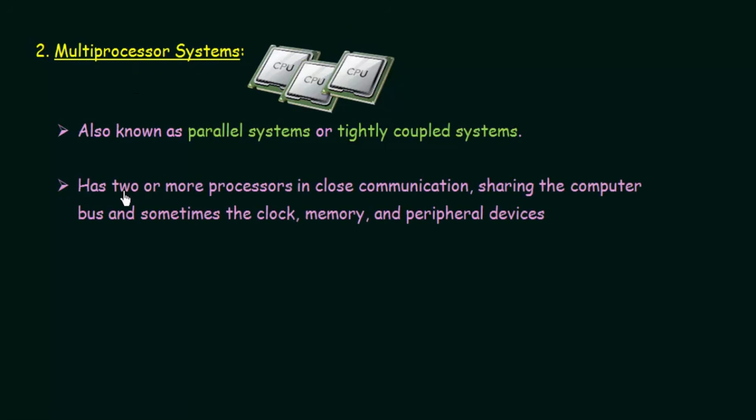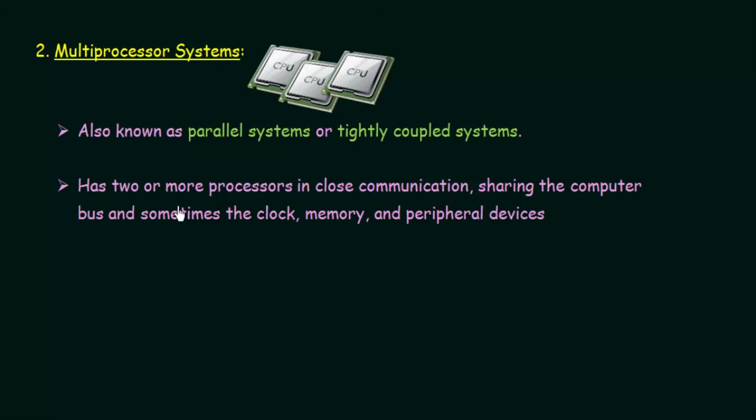These multiprocessor systems have two or more processors in close communication, sharing the computer bus and sometimes the clock, memory and peripheral devices. So unlike the single processor system which had only a single processor, in this multiprocessor system we have two or more processors which are closely communicating with each other because they need to work together to perform certain tasks. And what are those tasks? They may be a single task or different tasks depending on the kind of system that we have. In order to work together, they need to have close communication and synchronization with each other.